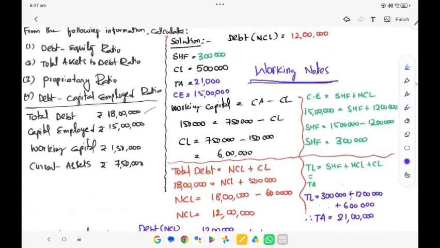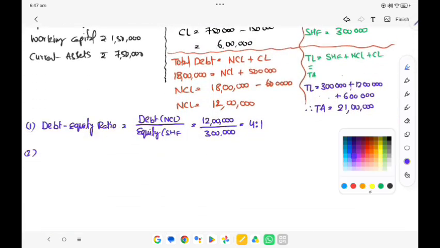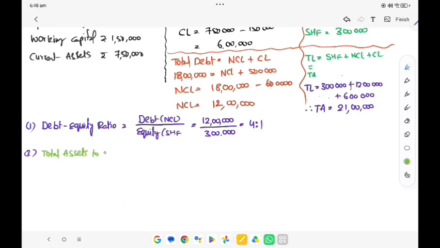What is the second ratio? We need to find total assets to debt ratio. The formula is total assets by non-current liability, we can say debt, which is equal to 21 lakhs divided by 12 lakhs, which is equal to 1.75:1.